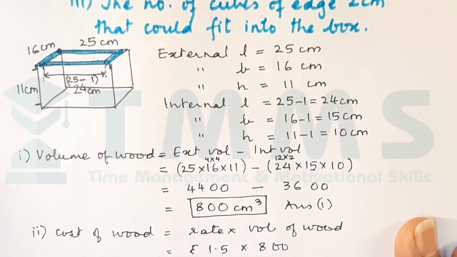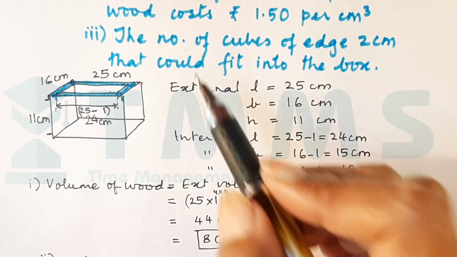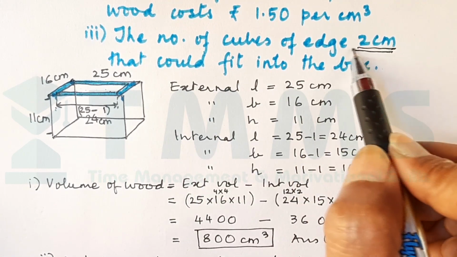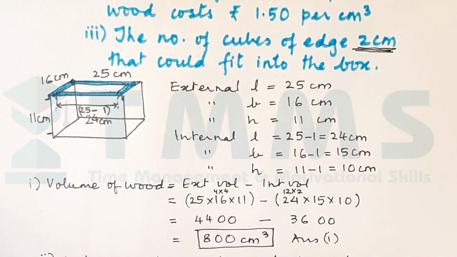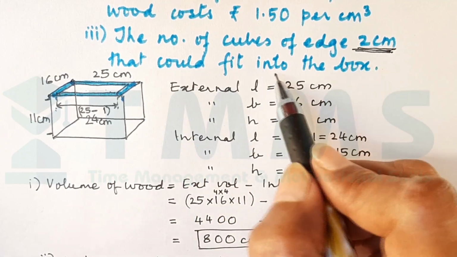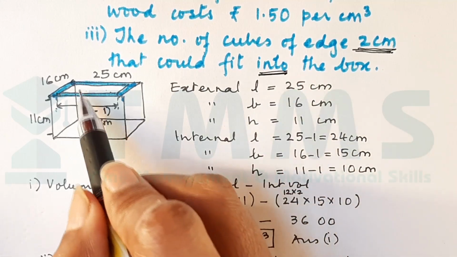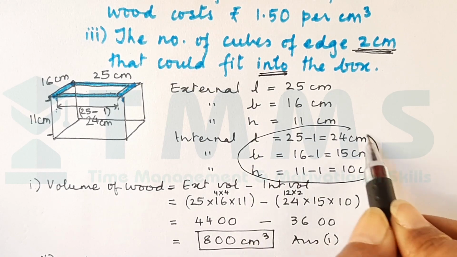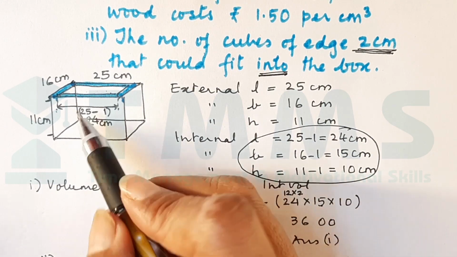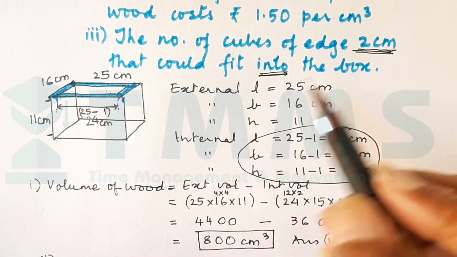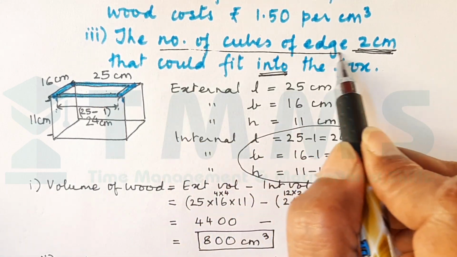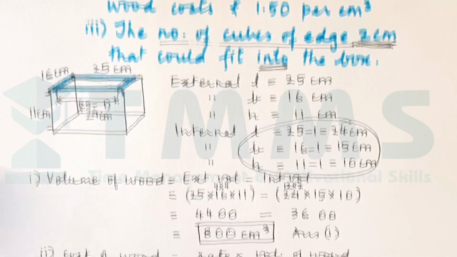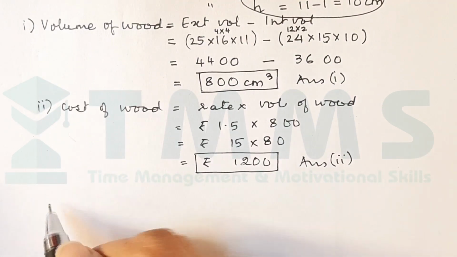Okay, now the third part, the number of cubes of edge 2 centimeter. How much is the edge of each cube? 2 centimeter. That could fit into the box. Now into the box means inside the box, means won't I be talking about the inner dimensions? So I will say that the inner volume and the volume of these cubes will be equal. And so we write just that. Okay. So let us come to the third part.